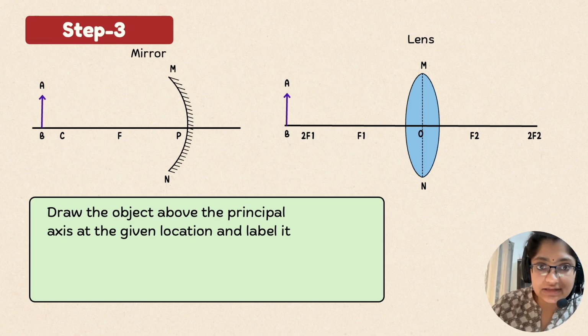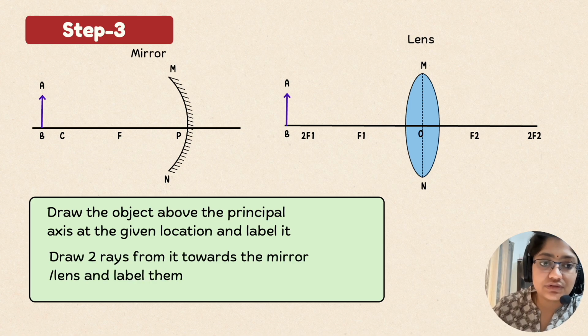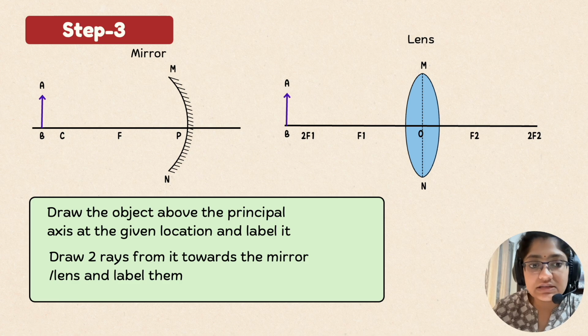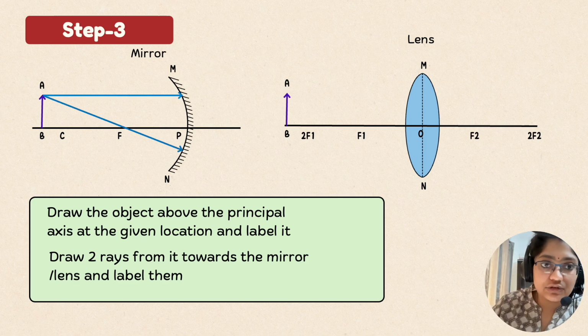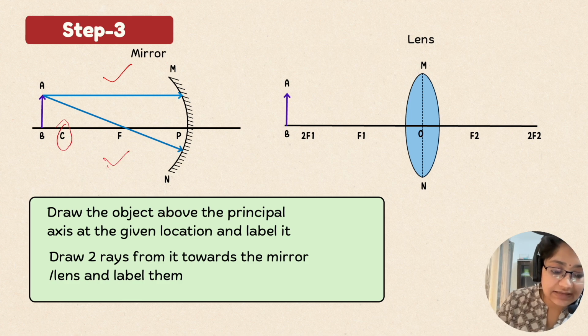So once the object is placed, what you should do is draw 2 rays from the object towards the mirror or the lens and label them. So you will draw two rays. Generally we go with one parallel to the principal axis like this one, and one passing through the focus when the object is farther away from C. So as it reaches closer to C and beyond, you can take the third case, which is when the ray passes through the center of curvature.